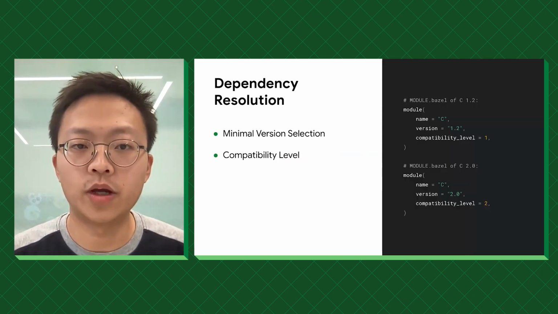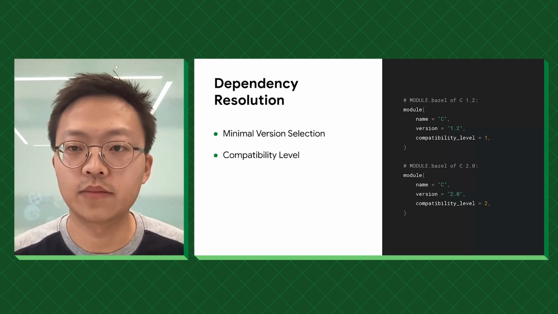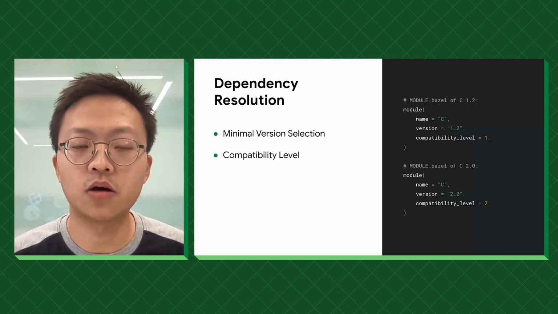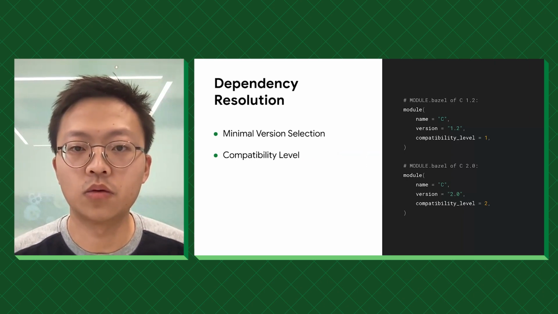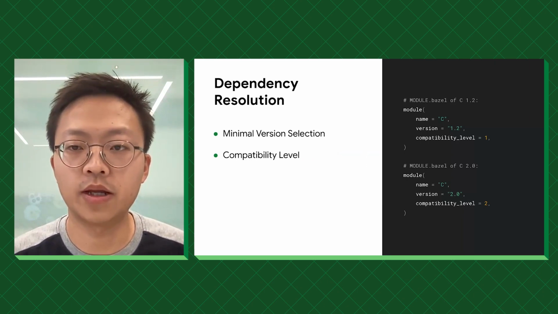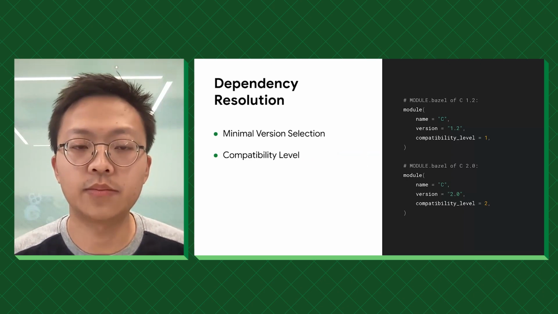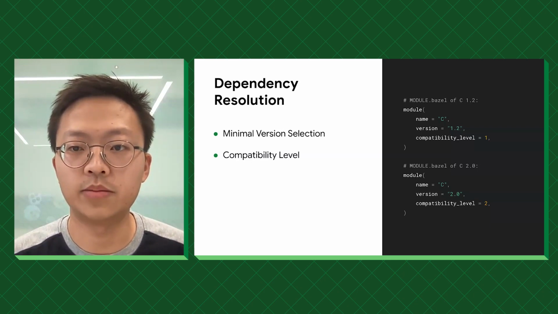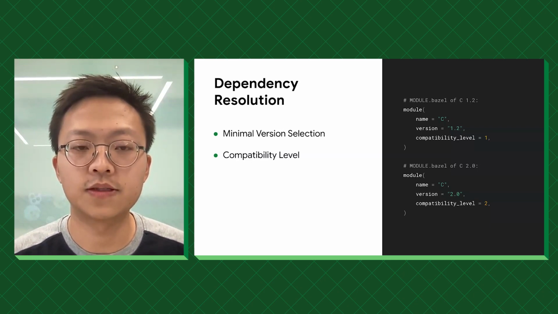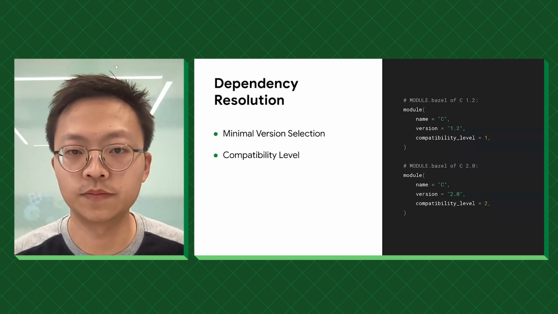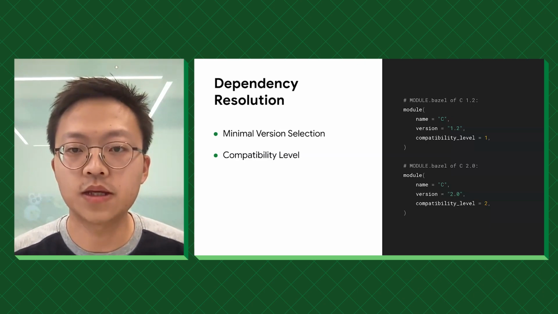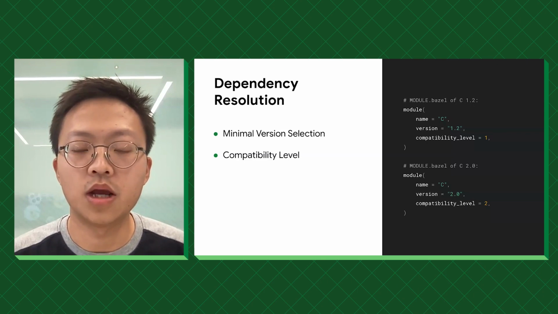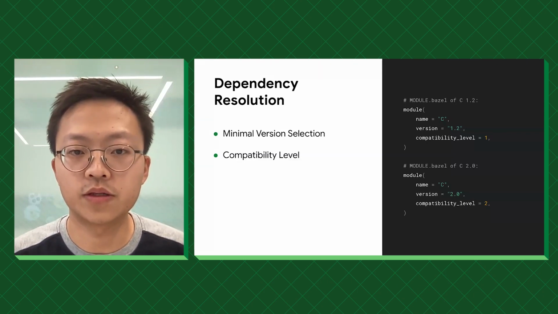MVS works well in Go because all Go modules follow semantic versioning. However, we can't enforce that on all Bazel projects. So when your project has to ship incompatible changes, you can declare the compatibility level in the module directive. For example, here, say 1.2 has compatibility level 1, and for say 2.0 it's increased to 2. It basically follows the increase of the major version number if your project already uses semantic versioning.